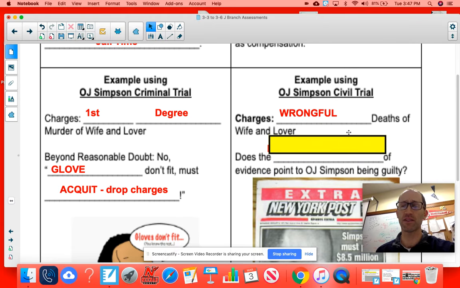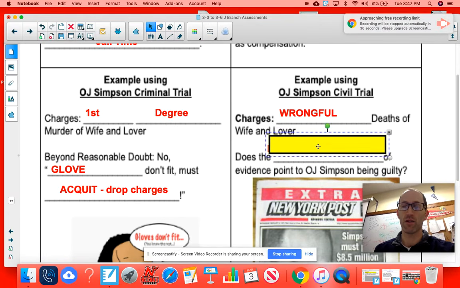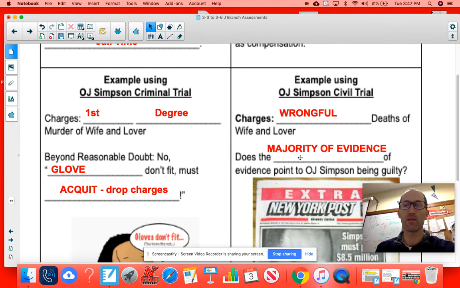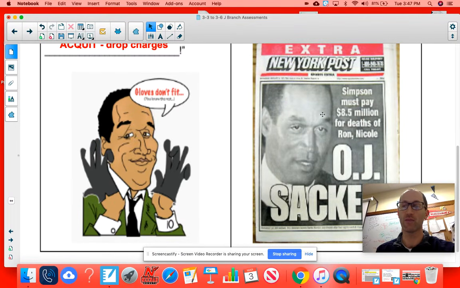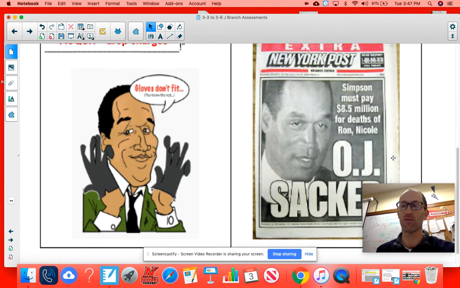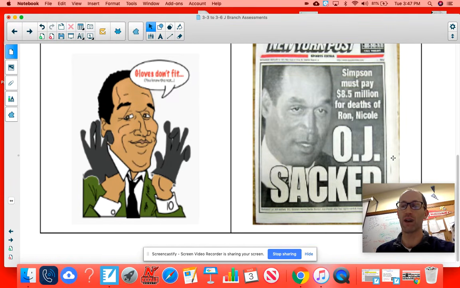Now, when it comes to the civil case that was brought against Mr. Simpson by the family members, all you need is wrongful death, right? And you need that balance of probability. So 50% or more of the evidence shows that O.J. Simpson is guilty. Does O.J. Simpson have the majority of evidence showing that he's guilty of the crime? Absolutely. And in the case, it was settled that O.J. Simpson must pay $8.5 million for the wrongful death of Ron and Nicole.